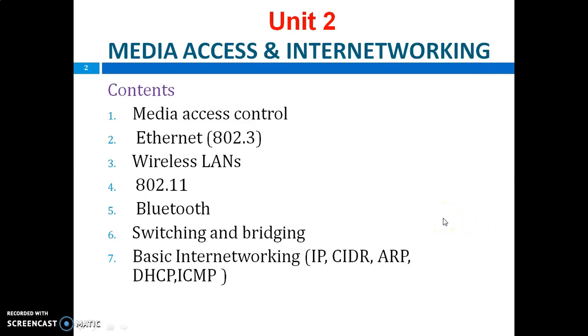Before entering into the exact topic, let us see what content we are going to discuss. First media access control, second Ethernet, third wireless LAN, fourth 802.11, fifth Bluetooth, sixth switching and bridging, and the final topic is basic internetworking. That includes IP, CIDR, ARP, DHCP and ICMP. These are the networking protocols we are going to see in this Unit 2.